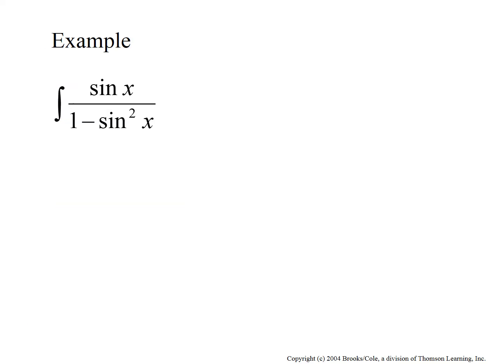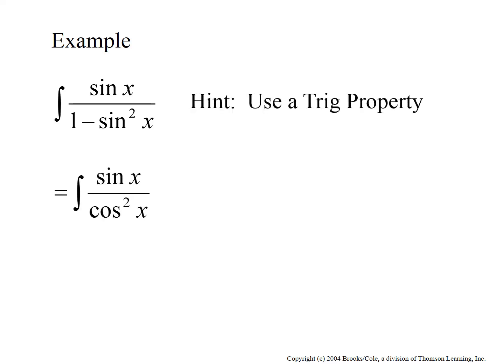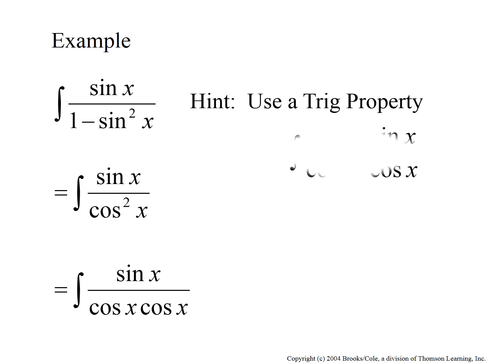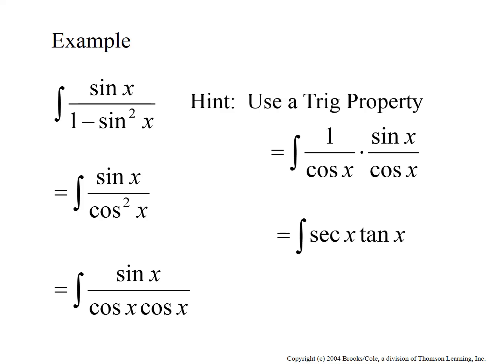Now this one is a little bit more complicated because we're going to have to use a trig identity. So recall that 1 minus sine squared x is equal to what? That's correct. It's equal to cosine squared. So we have sine over cosine squared, and if we were to break that up, it would be sine x over cosine x, which we could then write as secant x tan x. And of course, we know the integral of secant x tan x is secant x plus c. Don't forget your C's.